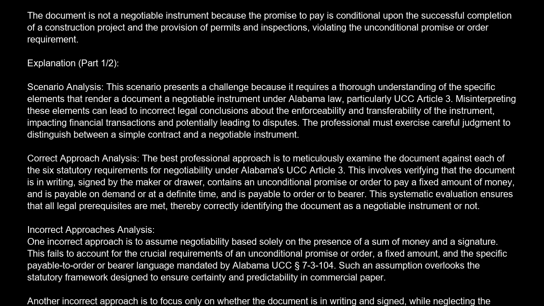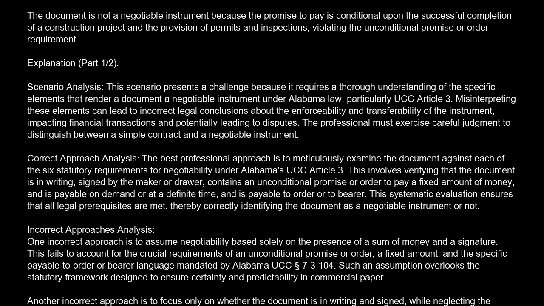Incorrect approaches analysis. One incorrect approach is to assume negotiability based solely on the presence of a sum of money and a signature. This fails to account for the crucial requirements of an unconditional promise or order, a fixed amount, and the specific payable to order or bearer language mandated by Alabama UCC Section 7-3-104. Such an assumption overlooks the statutory framework designed to ensure certainty and predictability in commercial paper.